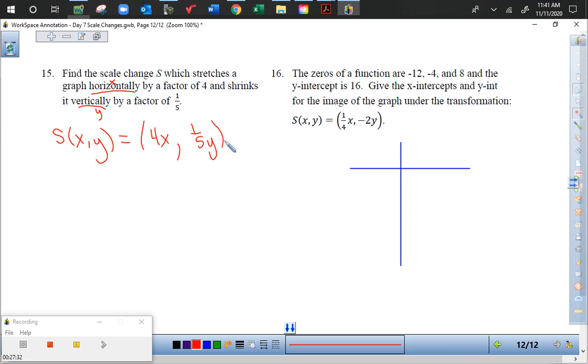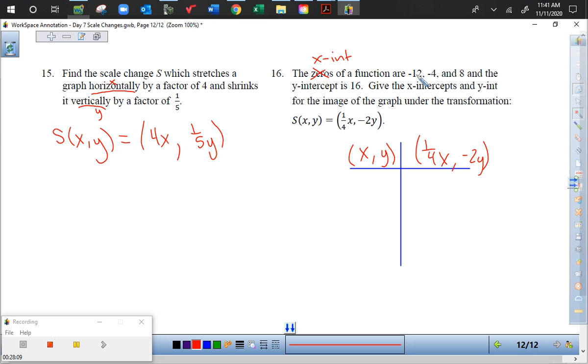Last problem here just deals with how I want you to write things. It says the zeros of a function are -12, -4, and 8. Zeros are just your x-intercepts. And I've been trying to convince you that intercepts are ordered pairs. Okay, so I want you to write these as ordered pairs. I went ahead and set this up like a table, kind of like what we did on that previous problem, to represent our original points and our scaled points with the 1/4 x and the -2y that we were given in this one.